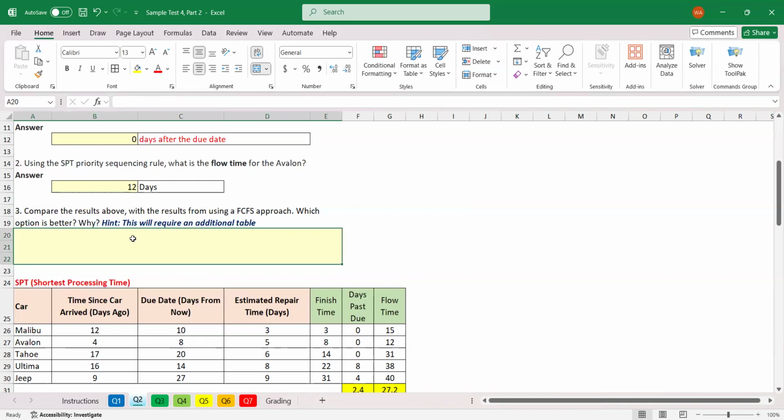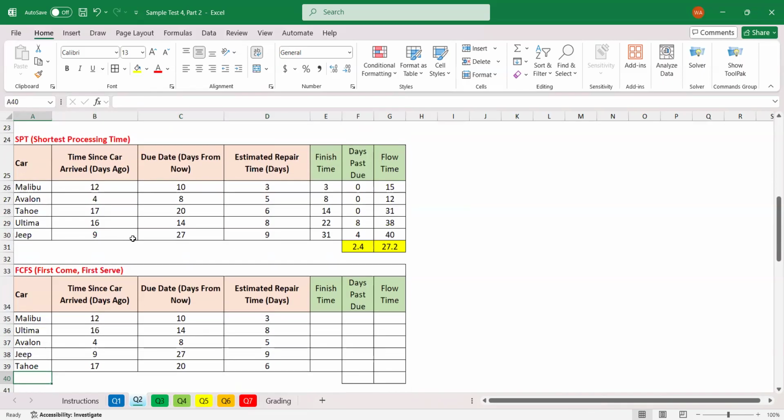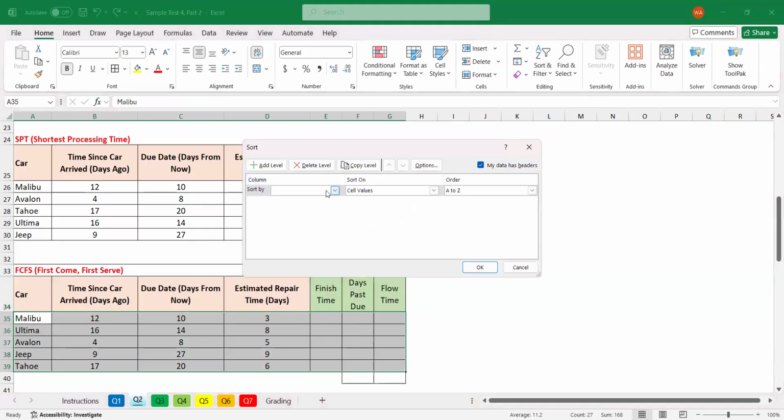And question 3 says, compare the results above with the results from using a first come, first serve approach. Which option is better? Okay. If you get a question like this, know you need more than one table. So I have a second table here that we're going to use to compare the two. Same exact info, but now I need to sort. This is first come, first serve. So I'm going to custom sort by which vehicle arrived first, largest to smallest.